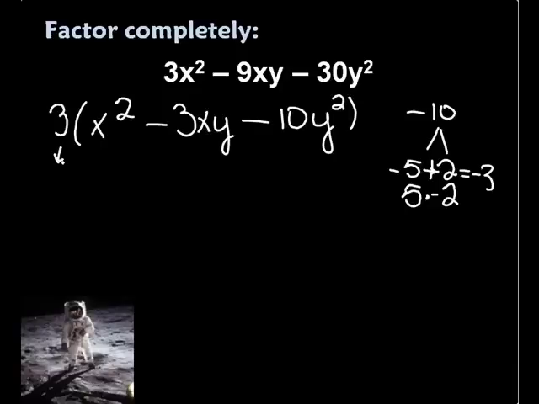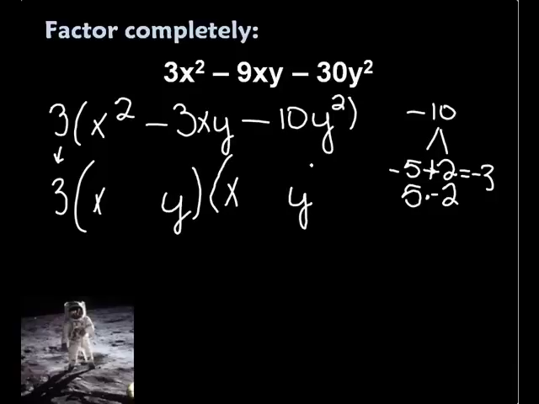Remember, I pull down my 3 first. Now, my answer is going to have an x and a y times an x and a y. And now all I have to do is just like we did the other ones. Here's my first, x minus 5y. And here's my second, x plus 2y. Now remember, if you're not sure, you can always FOIL to check.